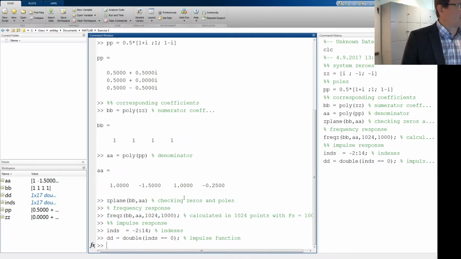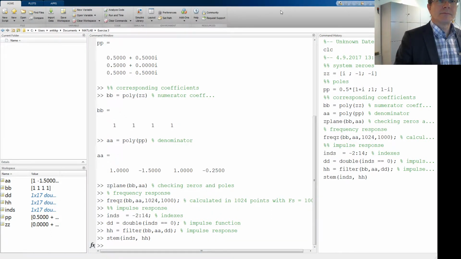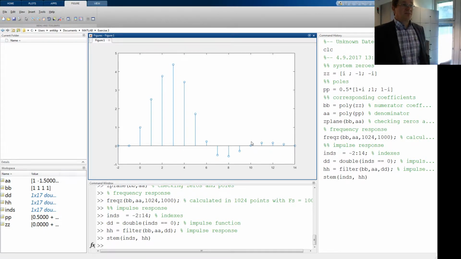And then the impulse response is the system response, which is always like that when the input is an impulse. There. That's the impulse response. And just for fun, let's stem it. Stem in HH. There we go. So that is the impulse response.